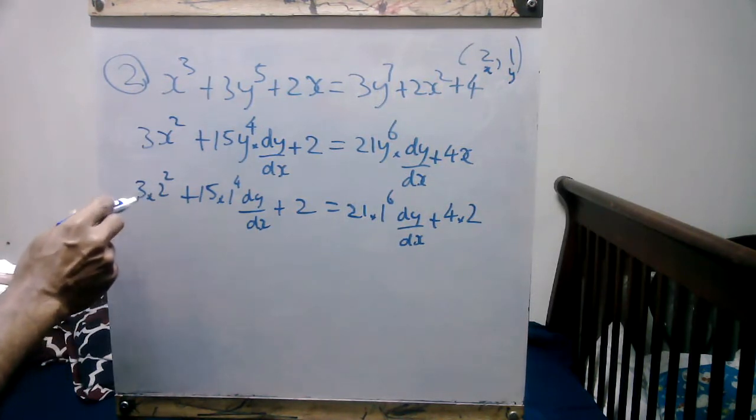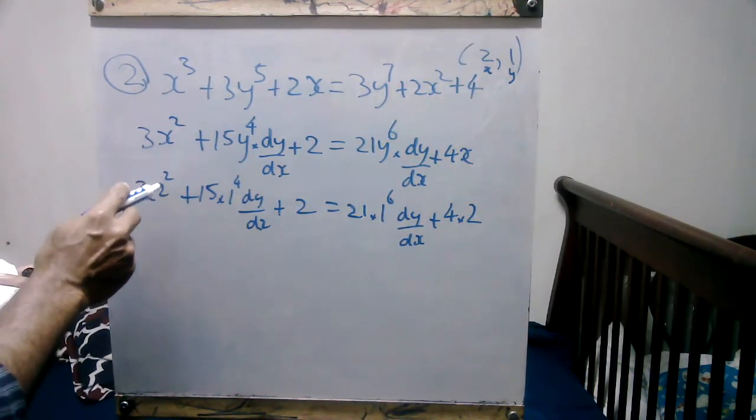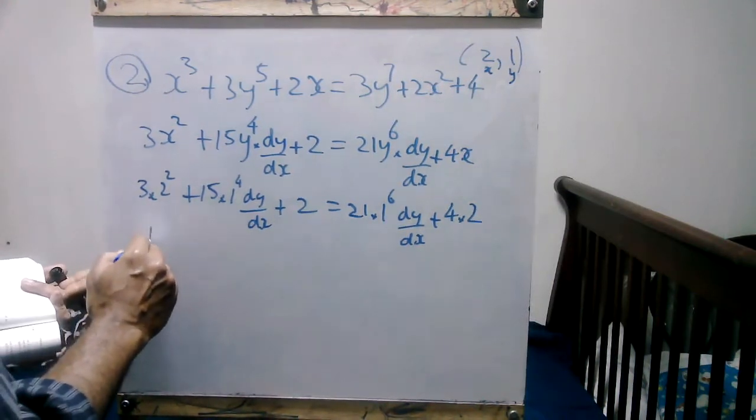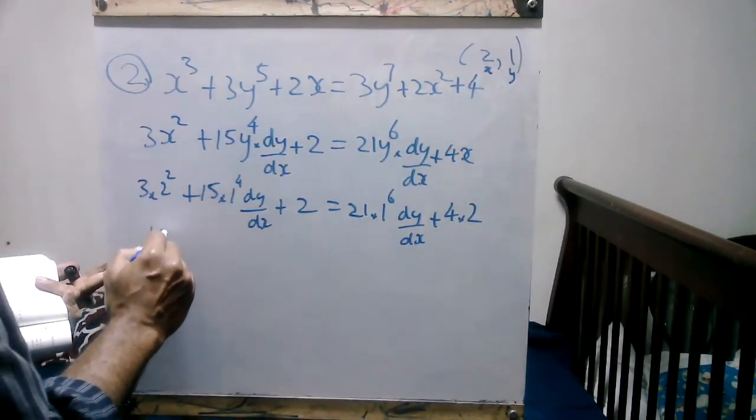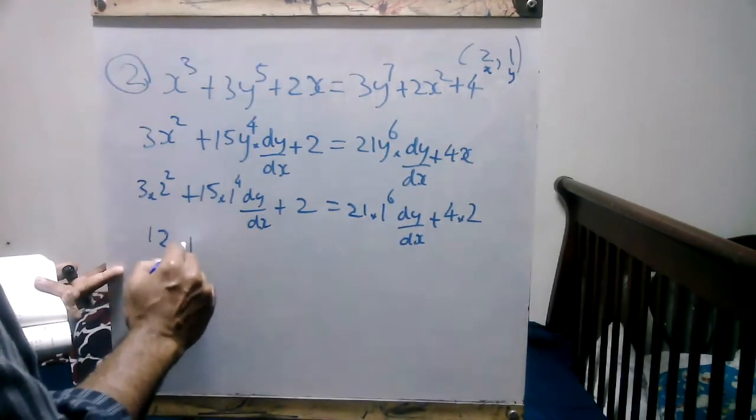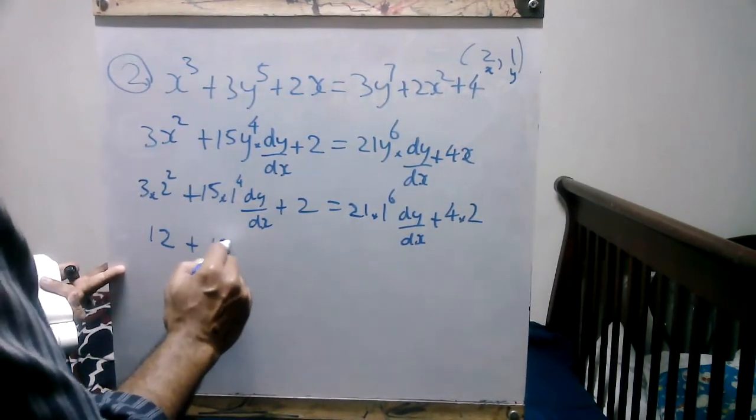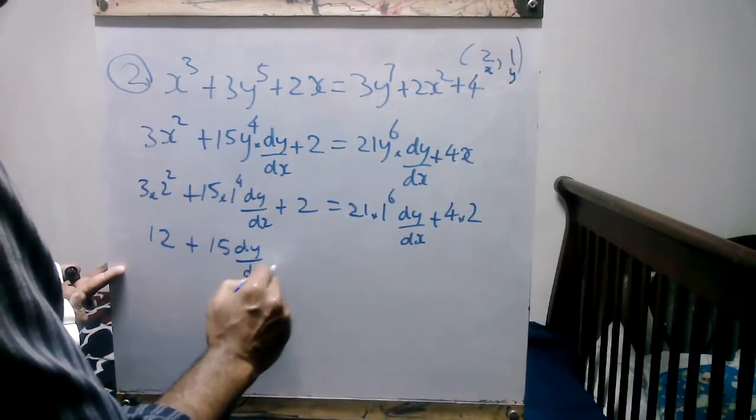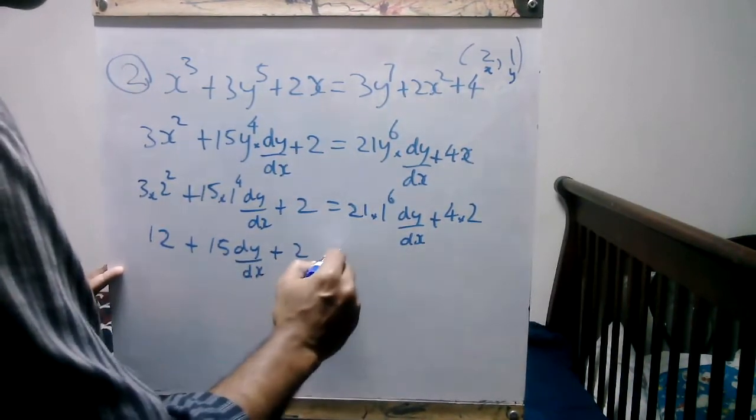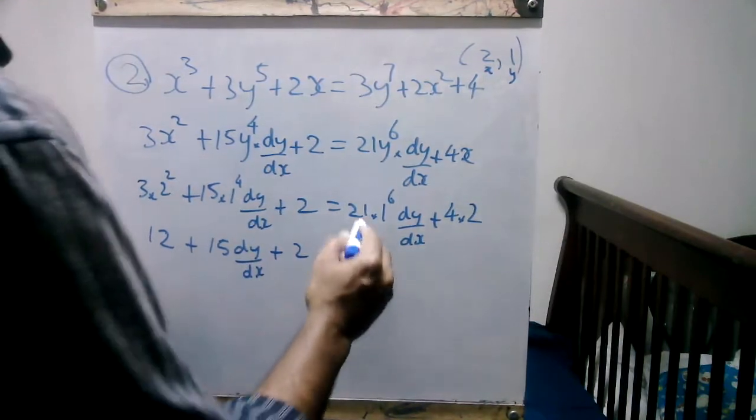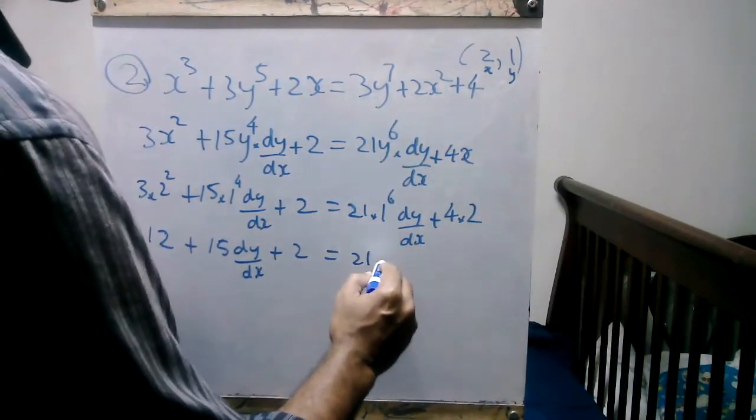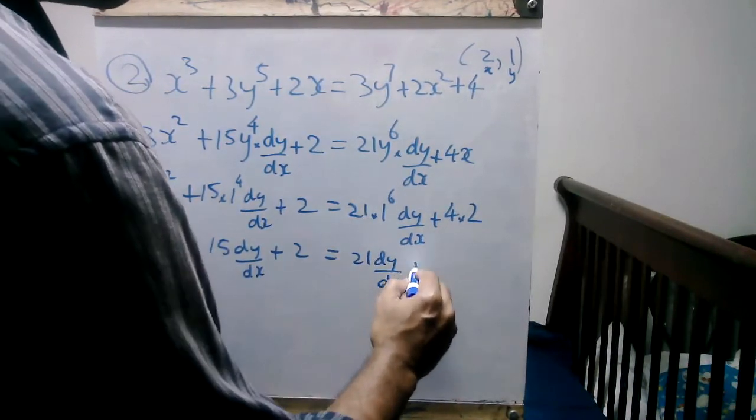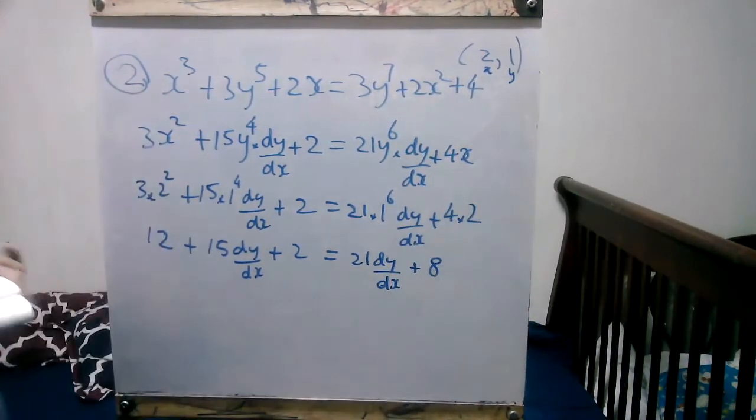Here we get 2 squared is 4, 4 times 3 is 12, 15 dy/dx plus 2 equals 21 dy/dx plus 4 times 2 is 8.